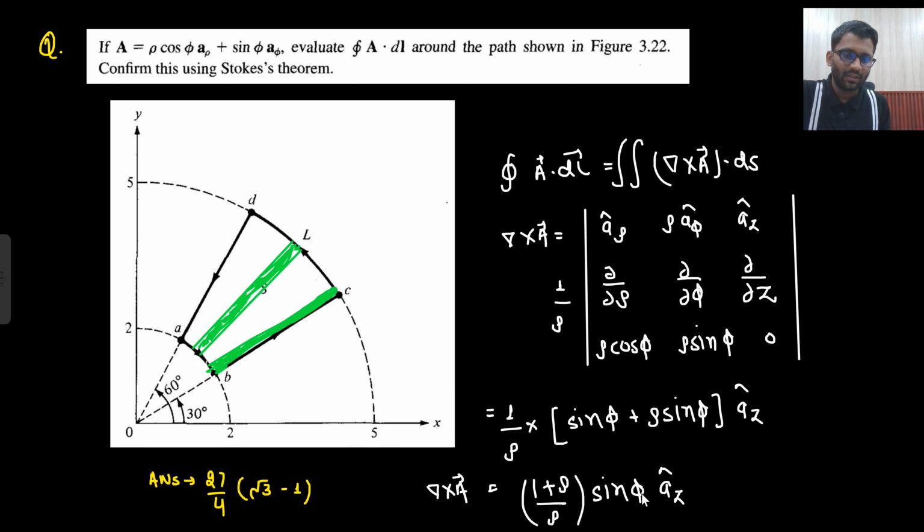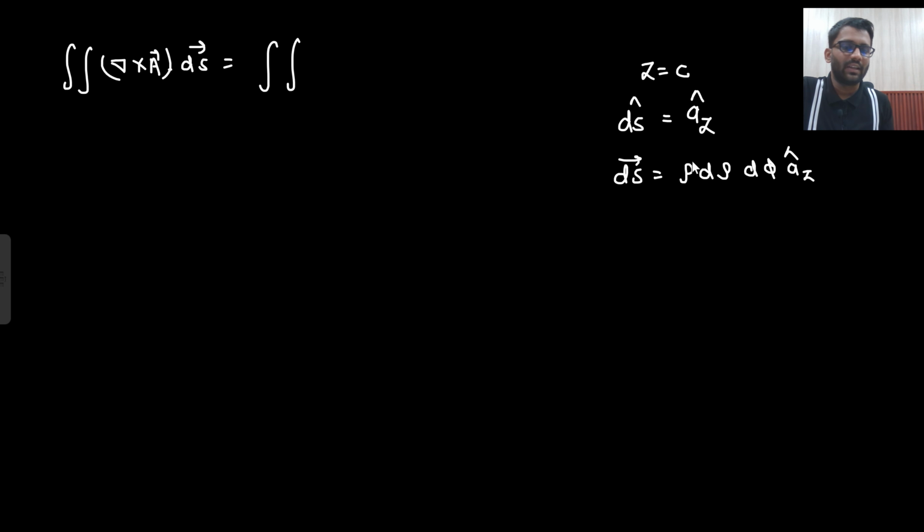Del cross A. And yes, you also need to check the dz direction. So you are moving in this direction, so dz is outward, right? dz is outward, the Az direction. Basically, it could be plus or minus Az. Why have I taken plus Az?